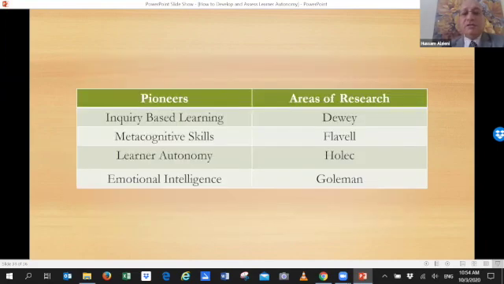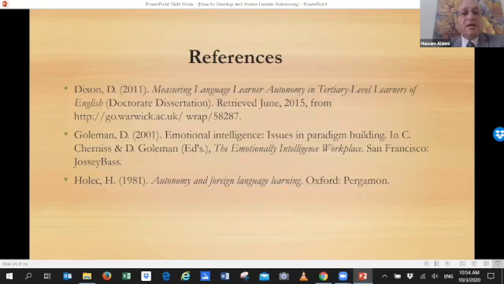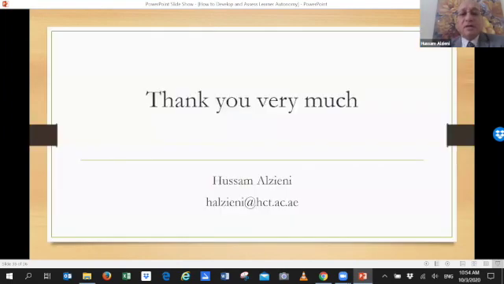These are some pioneers in the field. Inquiry-based learning is Dewey, metacognitive skills Flavell, learner autonomy Holec, emotional intelligence Goleman, and some references that I used in my research. And thank you very much. And this is my email address in case you need the presentation or in case you need anything.